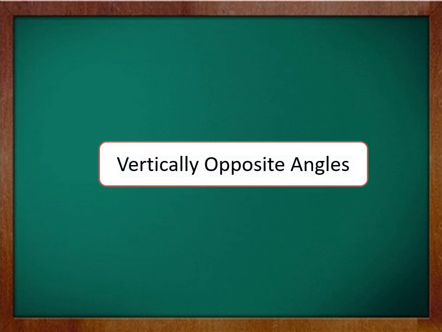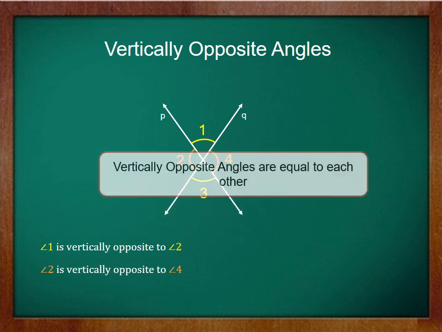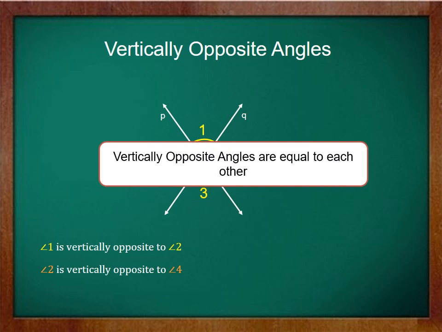Now let's learn about vertically opposite angles. When two line segments or lines intersect each other, they form vertically opposite angles. In this figure, lines P and Q intersect each other to form two pairs of vertically opposite angles. Angle 1 is vertically opposite to angle 3 and angle 2 is vertically opposite to angle 4. Now, vertically opposite angles are equal to each other.